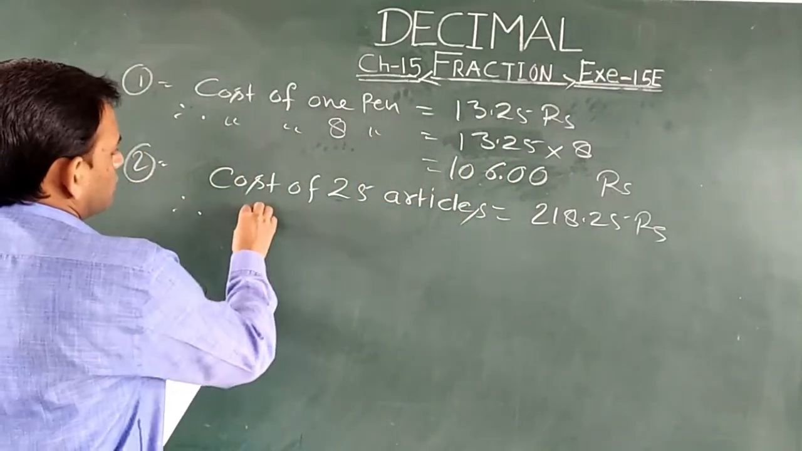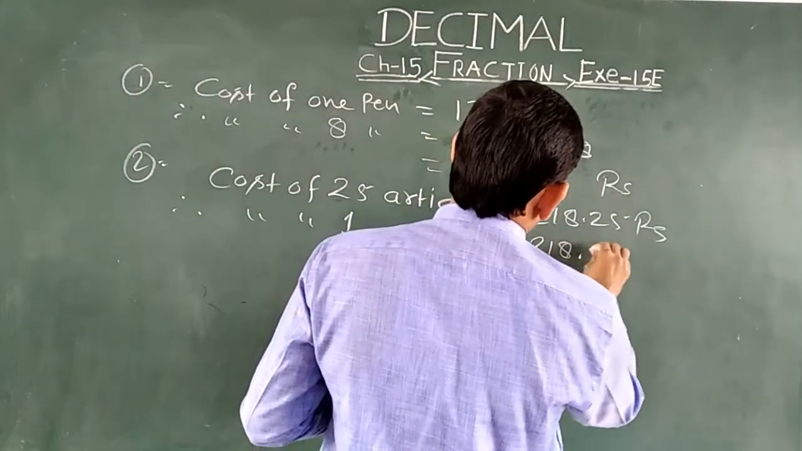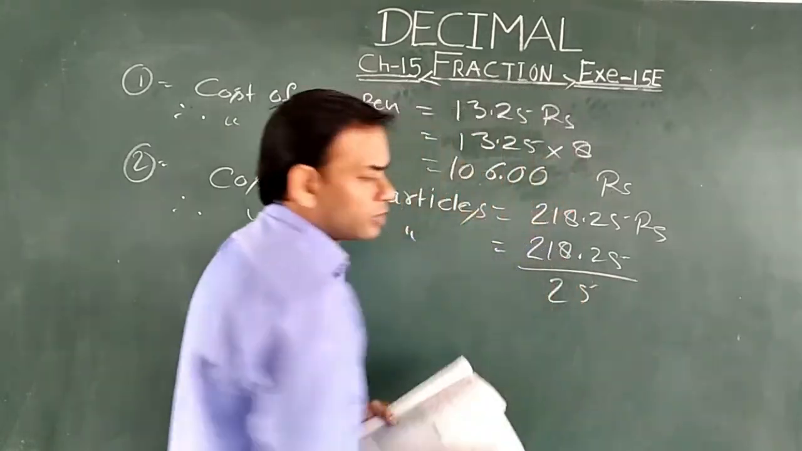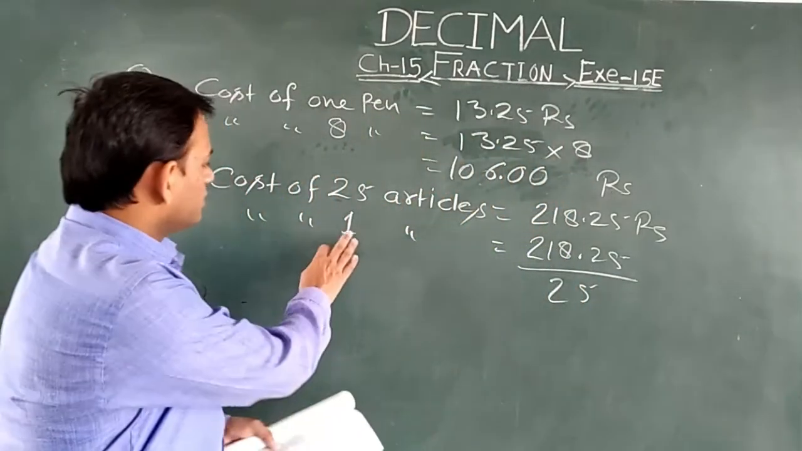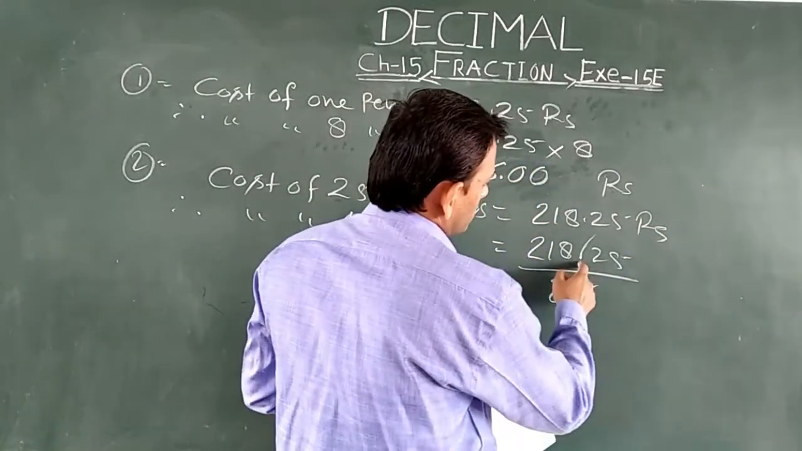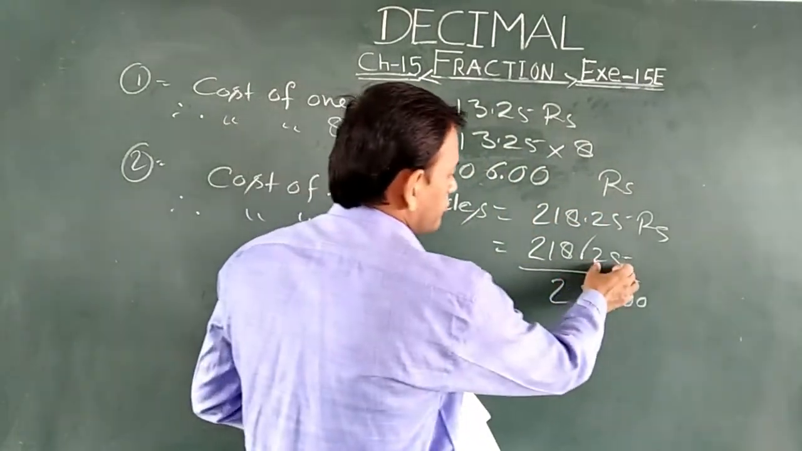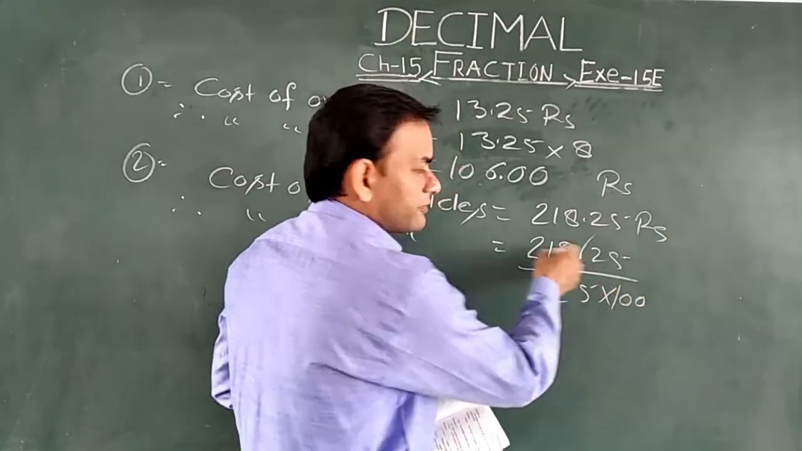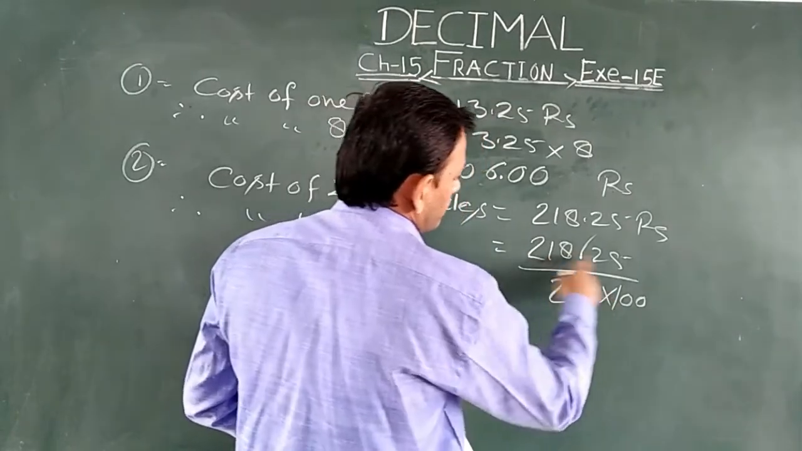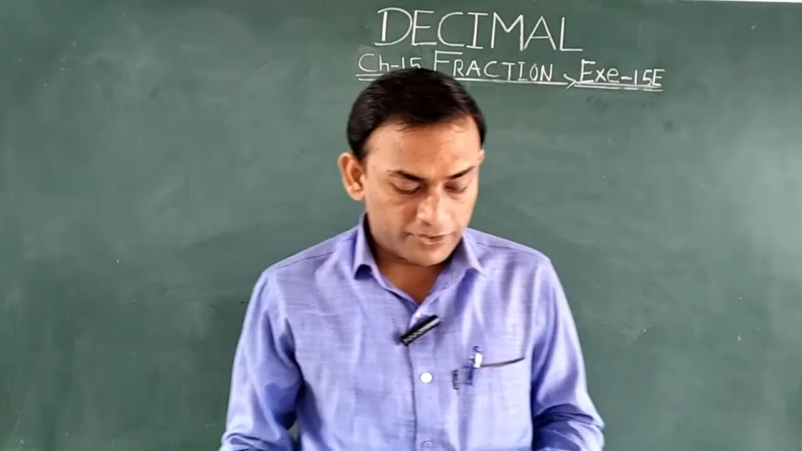Therefore, the cost of one article will be 218.25 upon 25. When you solve it, you will get the cost of one article. First of all, you will just remove the decimal and write 100 in the denominator, because the point is given after 2 digits. If the point is given after 1 digit, you will write 10. Now you will solve it and get the answer. Got it? Now after that, question number 3.